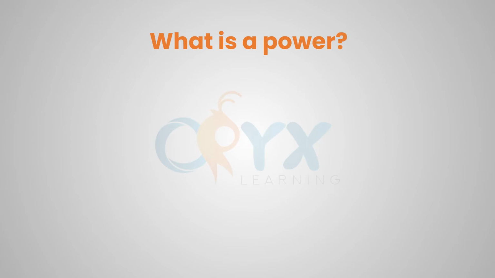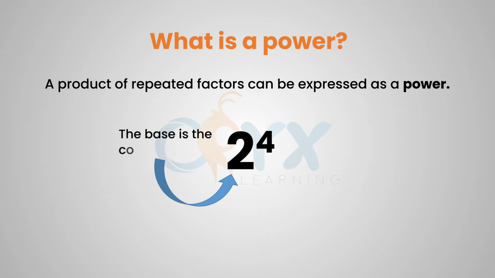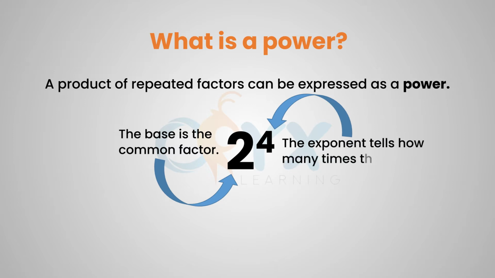What is a power? A product of repeated factors can be expressed as a power. Something like 2 to the fourth. In 2 to the fourth, the base is the common factor, so the 2 in this case. The 4 is our exponent, and that tells us how many times the base is to be used. So in this case, the base of 2 should be used 4 times: 2 times 2 times 2 times 2.